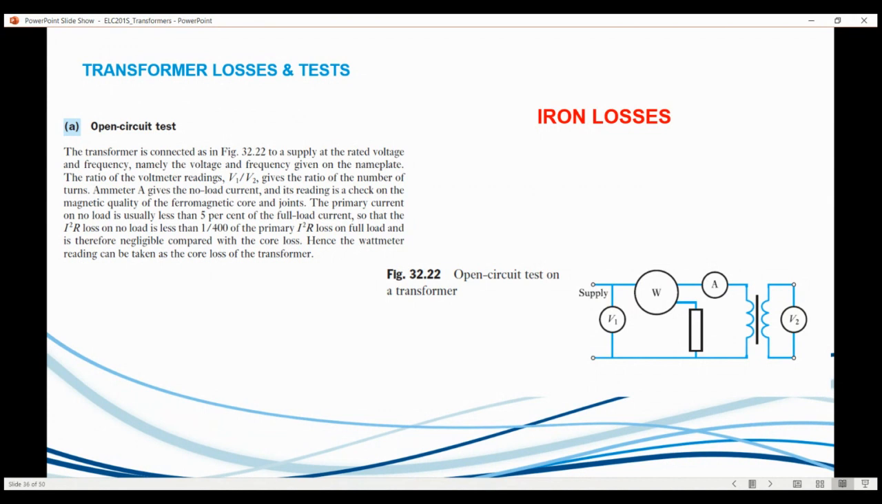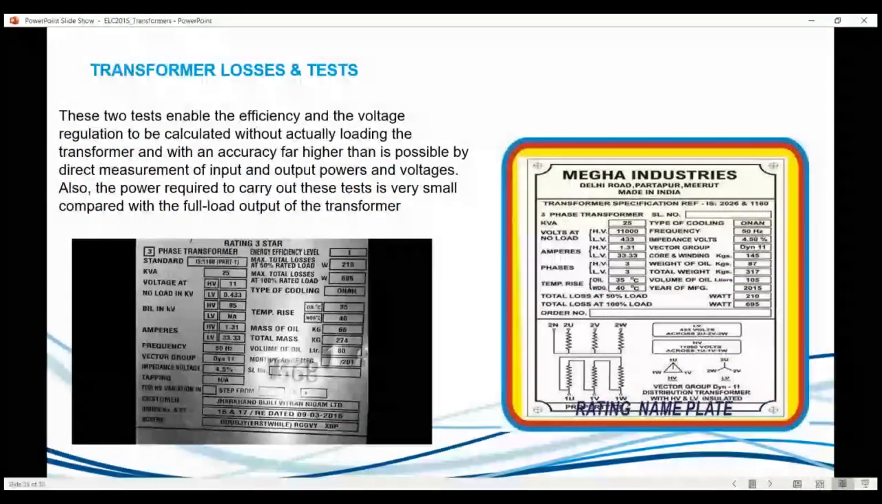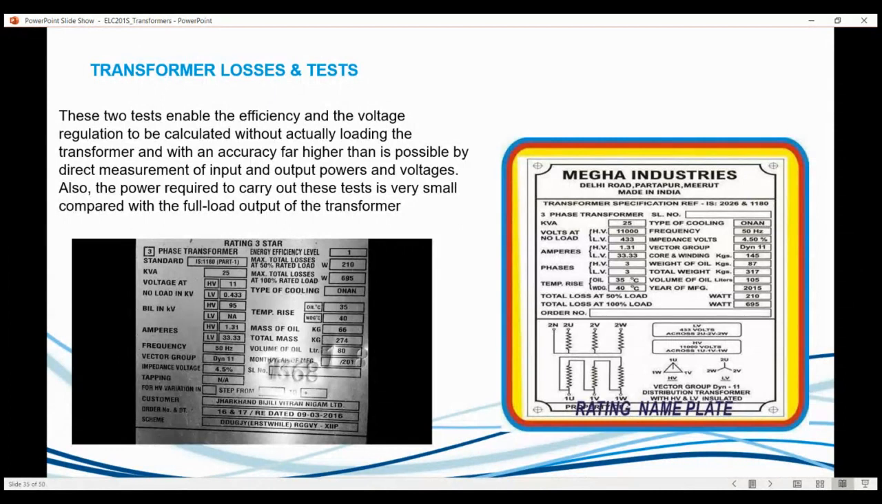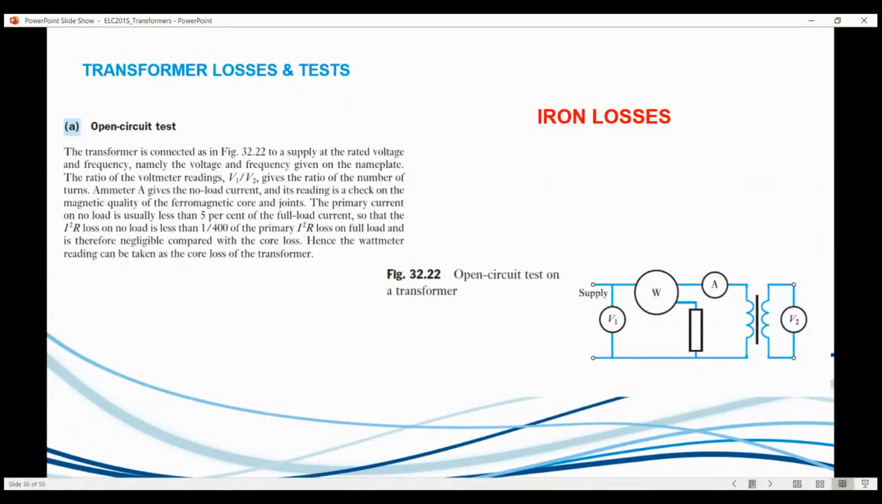That's all the core losses, right? That's all it is there. But in essence, let me just explain this one. So they're saying there, got a transformer there, to supply the rated voltage and frequency, that's V1, on the nameplate. In this case, let's say we're using the Megda Industries one on the right. We supply 11 kVA at 50 hertz, right? The ratio of the voltage readings, V1, V2, gives us the ratio of the number of turns.